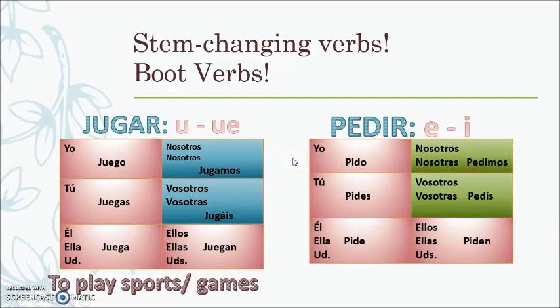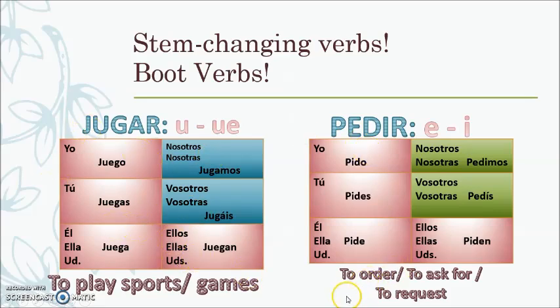And pedir is an E to I stem changing verb. And pedir means to ask for, to order, or to request. And these four are the ones that stem change. So it's yo pido, tú pides, él, ella, usted pide, and ellos, ellas, ustedes piden. Again, these two do not stem change, so you're just going to treat it like a normal conjugation pattern. So pedimos and pedís.